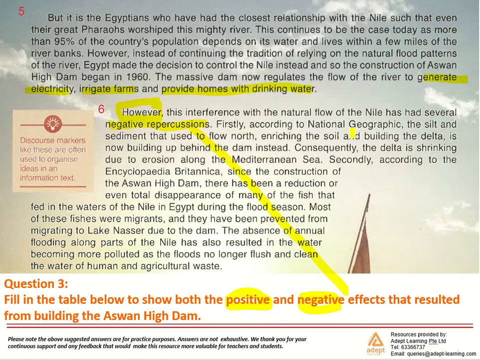Firstly, according to National Geographic, the silt and sediment that used to flow north, enriching the soil and building the delta, is now building up at the dam instead. So, what happened? Consequently, the delta is shrinking. So, the delta is shrinking. It's something that's negative. Okay, so wait for the firstly one.